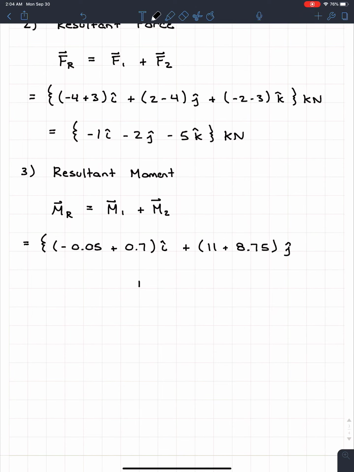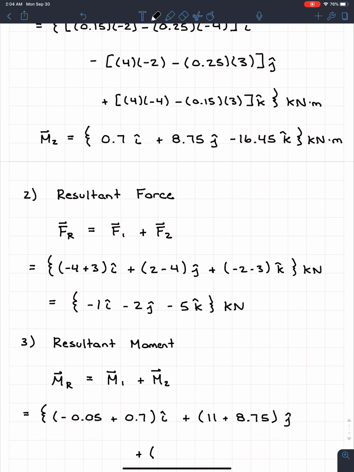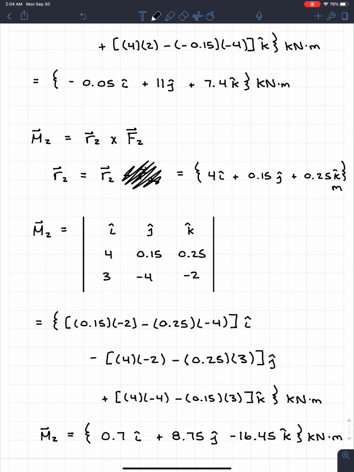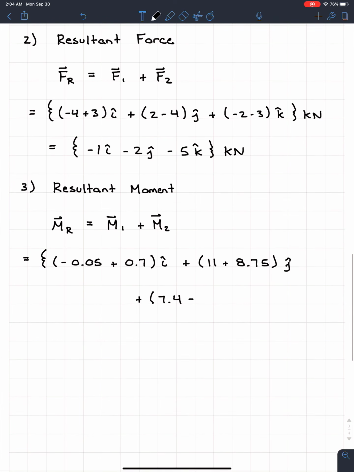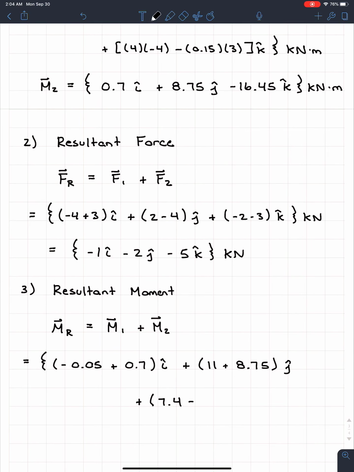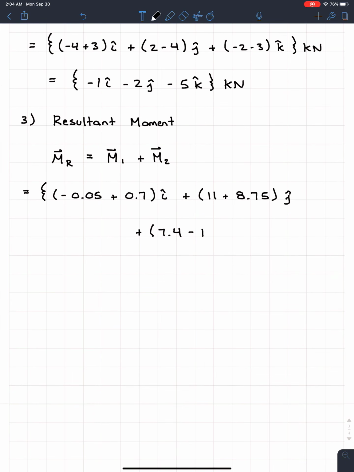And of course, we also have a k component that we cannot forget. So we go up here, all the way to the top. We see that we got 7.4 for M1. So let's go 7.4. And remember the last k was negative, and it is negative 16.45. So minus 16.45. And that right there is the k component. And this will have units of kilonewtons times meters.